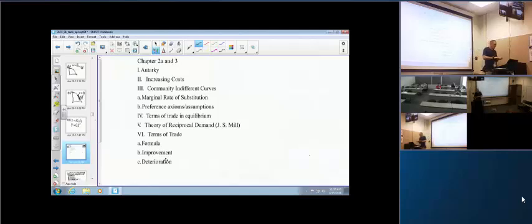A lot of this stuff in here about the theory of reciprocal demand and the terms of trade formula stuff, I'm not super interested in that. I do want you to know that the terms of trade are not just there because I say they're there. In the real world, the terms of trade are worked out in the market based on prices. So you look at the price of imports relative to the price of exports, and as those prices change, the terms of trade change. What determines those prices? Well, it's supply and demand. So there's a lot that goes into that.